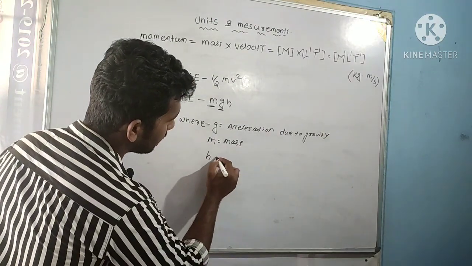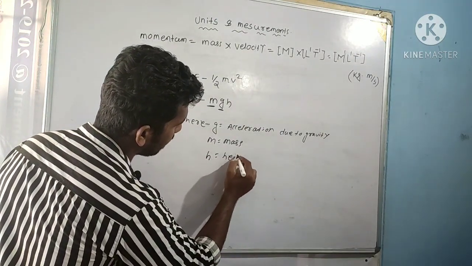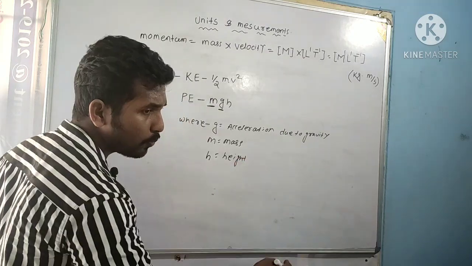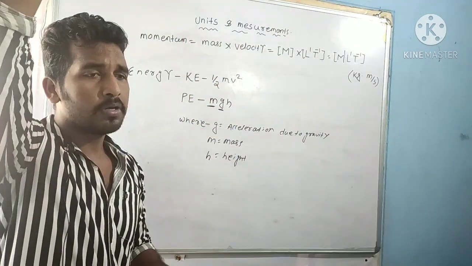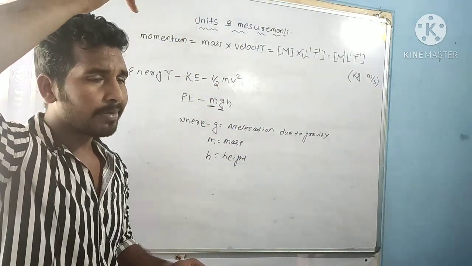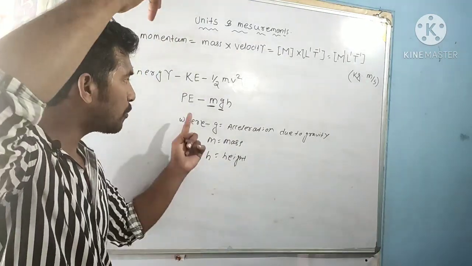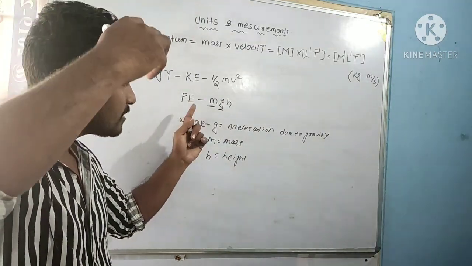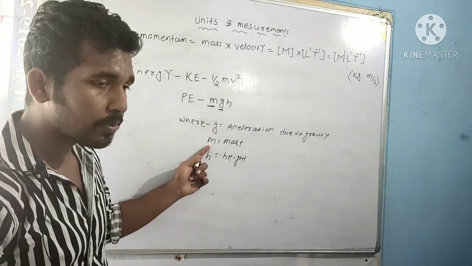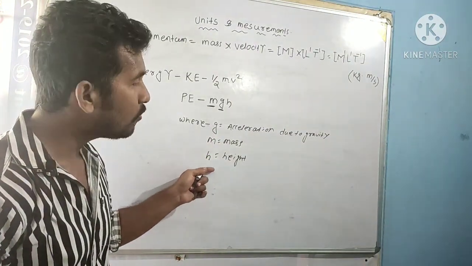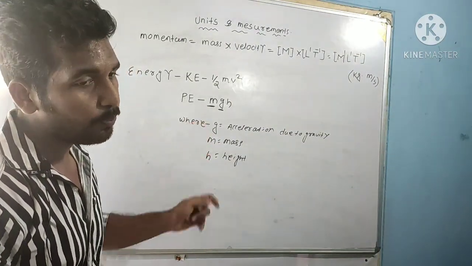Then h is the height. The higher you lift the stone, the harder it will hit and break the head. That means the greater the height, the more potential energy is stored. So potential energy depends upon the mass of the body, height above the ground, and acceleration due to gravity.